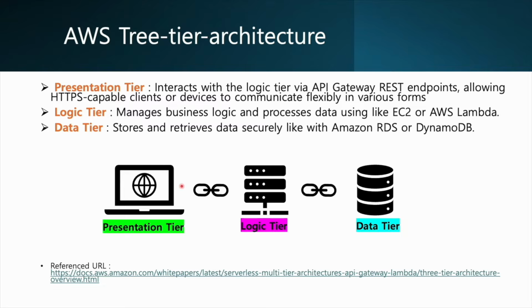You need to enter your ID and password and check if you can log in. To do that, you need some kind of server or serverless resource. That's the logic tier. In AWS, you can use EC2 or AWS Lambda. We will enter the ID and password and process it in the logic tier. We will check whether the password and ID match or not based on data already stored in the data tier.